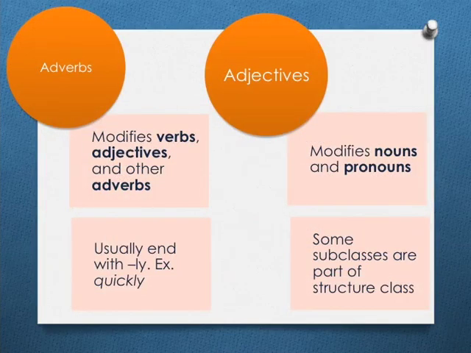The next form class words we'll be talking about are adverbs and adjectives, describers. An adverb modifies verbs, adjectives, and other adverbs. If we break down the word adverbs, we actually can remember that: adjectives, adverbs, verbs. These are what they modify. Don't get them confused with adjectives. Usually they end with ly, like quickly, but not always. So, for example, well would be an adverb that doesn't end with ly. Adjectives, on the other hand, modify nouns and pronouns. Some subclasses of adjectives are part of the structure class as opposed to the form class.